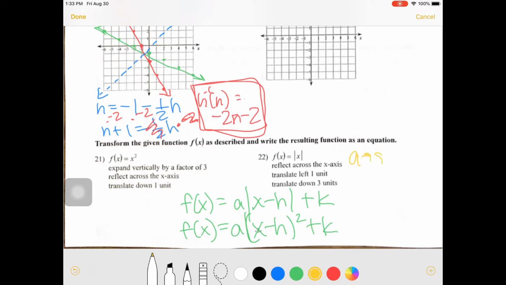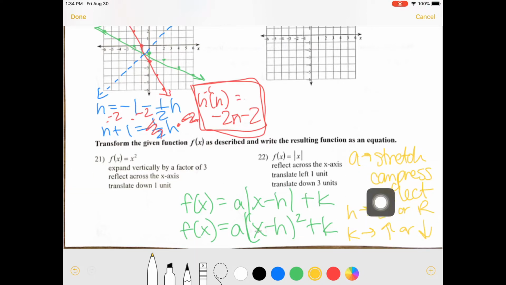Your A will stretch if it is bigger than 1, it will compress if it is less than 1 but bigger than 0, and it will reflect if it is negative. Your H will go left if you see a positive, so x plus 2 or something, and will go right if you see a negative. And then your K is up if there is a positive, or down if it is negative. This is what you have to know to be able to correctly write these equations given the information here.